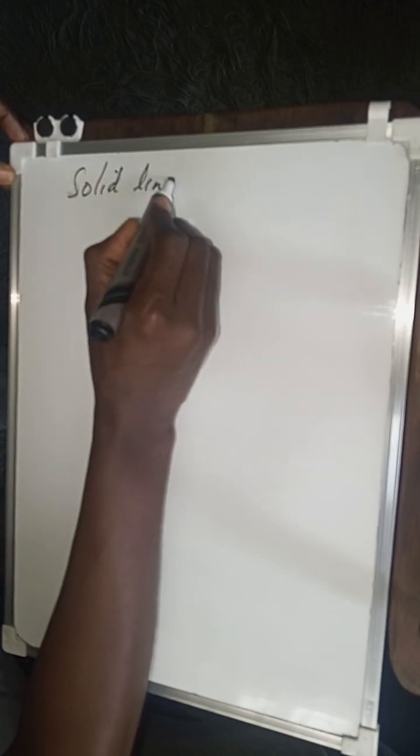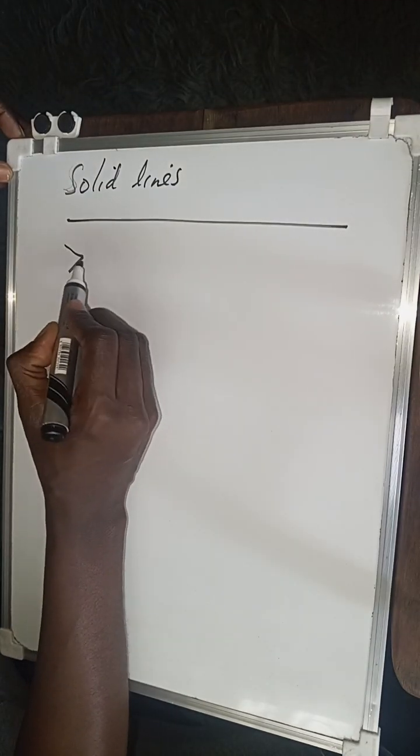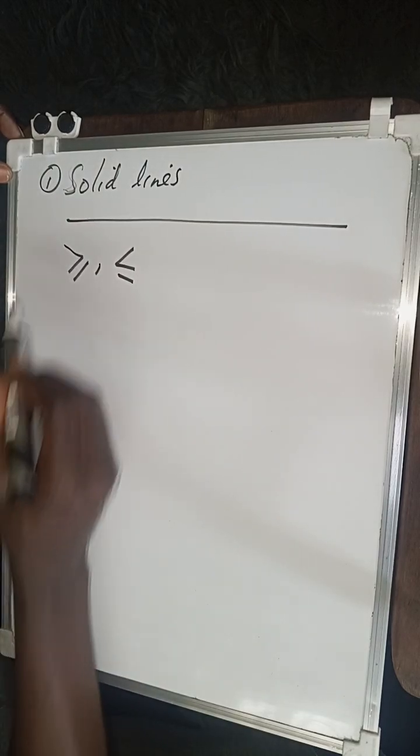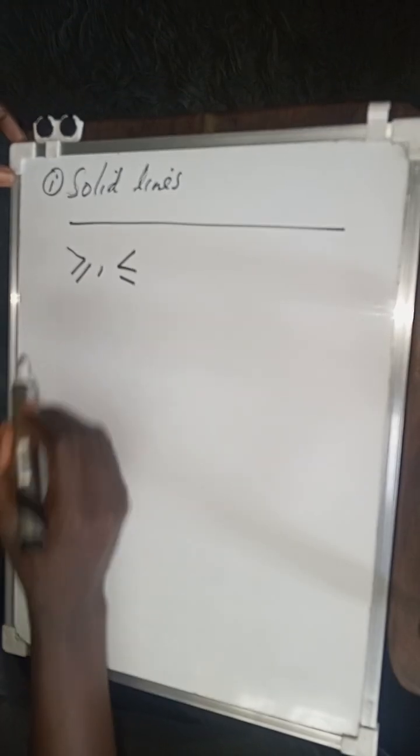But another concept that you need to remember is that under linear programming, we are going to be using what we call solid lines. So when can we use a solid line? Well, you can use a solid line when you find inequalities where you are using either greater than or equal to, or less than or equal to. So this is the first instance where you use a solid line.